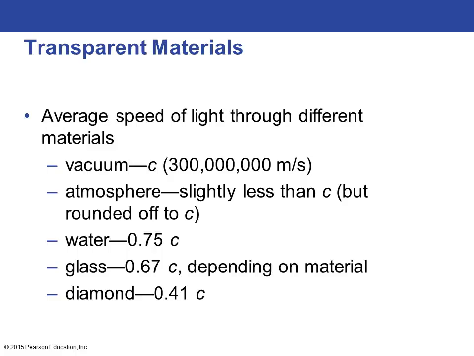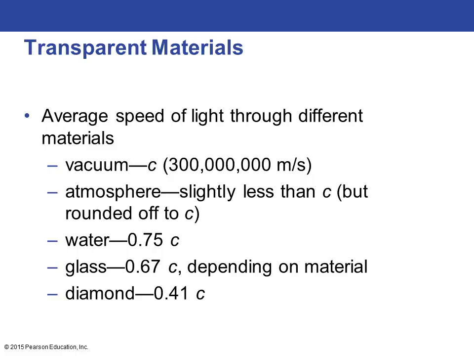Let's just look. It's a little bit interesting to see here what the speed of light is through different materials. So the speed of light through a vacuum we call c, and that is 300 million meters per second. Speed of light in the atmosphere is slightly less than this value, the speed of light in a vacuum, but we round off to c.